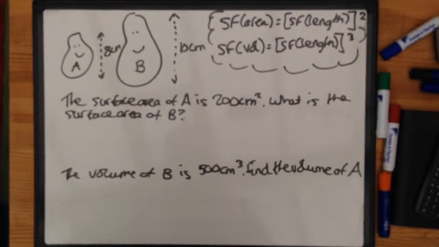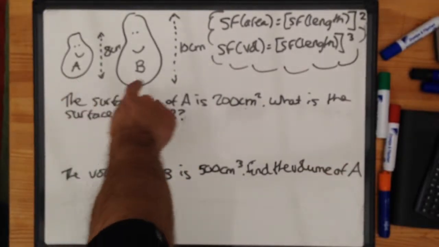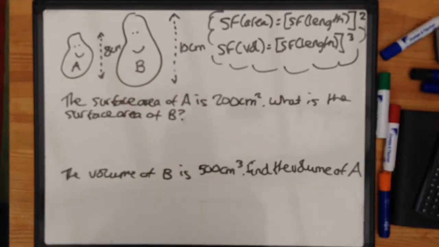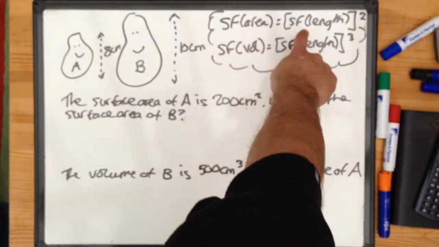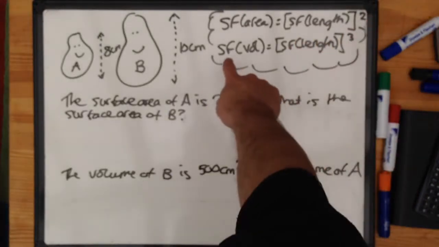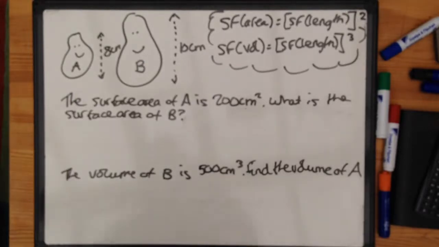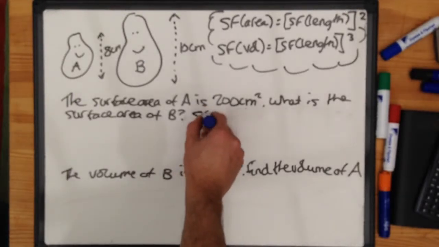Two figures are similar if one is an enlargement of the other. In this case here, we have two blobbies. This one is an enlargement of this one. They're similar figures. The things to remember: scale factor for the areas, scale factor for the length squared, scale factor for the volumes, scale factor for the length cubed. How do you find the scale factor? Well, all you do is you divide the corresponding lengths.